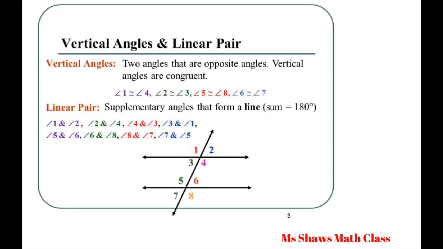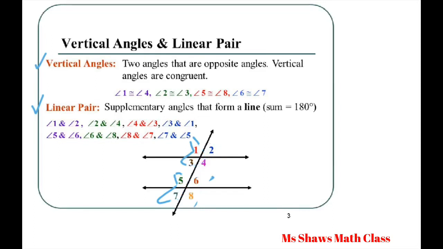All right. We also have 2 more definitions: vertical angles and linear pair. So vertical angles are 2 angles that are opposite angles. So 1 and 4, 2 and 3, 5 and 8, and 6 and 7. Linear pair are supplementary angles that form a sum of 180.